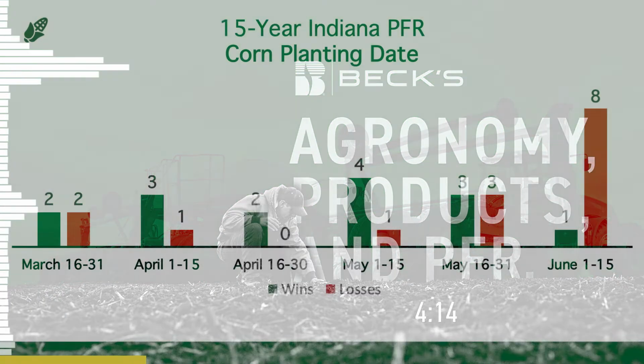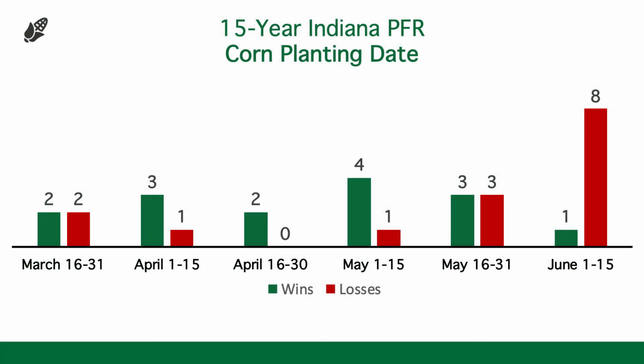If you look at our corn planting chart here, you see that it's fairly inconsistent. So we've got wins in all 6 of those time frames. And you look at that April 16th to 30th, so over 15 years, that's when we've got the best yield. And we have 2 wins and no losses, but we have wins in every one of those time frames. I think any farmer can relate to that because we can all think of that one year that our June planted corn was the best corn that we had that year, and that's exactly what we're seeing here.